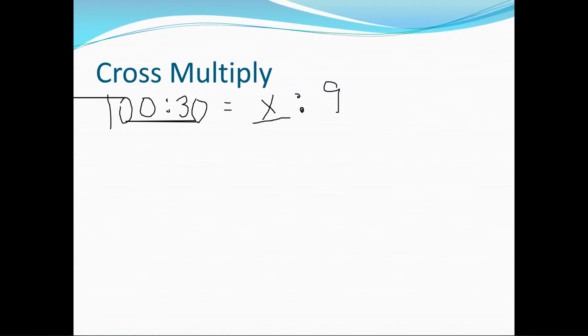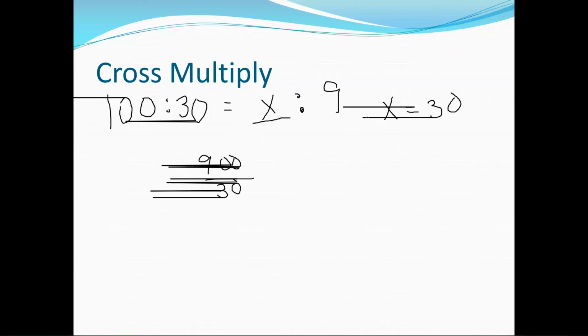All right, so what's the answer to x? 30. X is equal to 30. So the way you would have found that was 100 times 9, which would have given you 900. And you would have ended up with 30x, so you just do 900 divided by 30, and it should have given you 30.